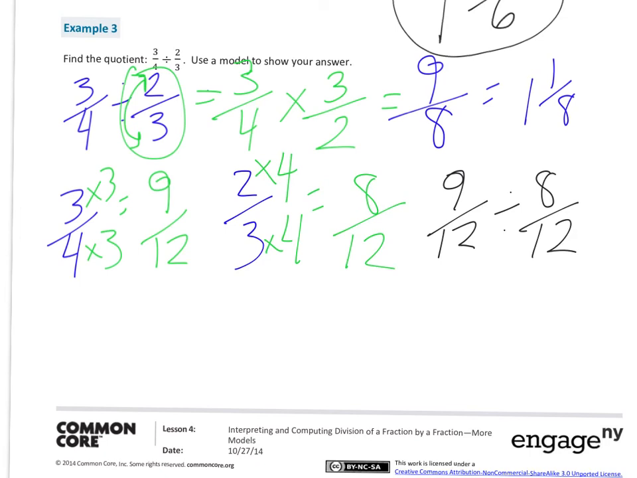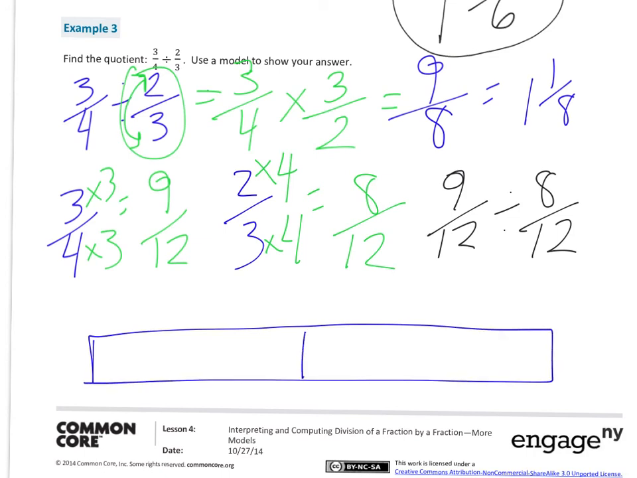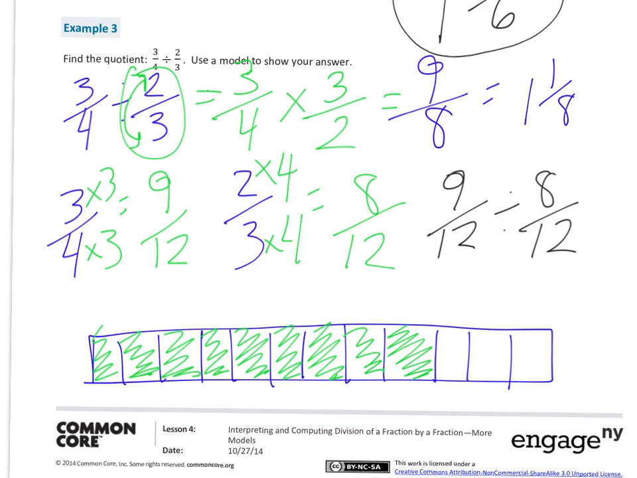Okay, let's draw our model in twelfths. And then I'm starting with 9/12. So I have 9/12. How many groups of 8/12 can I pull out of here? Well, just one. So there's one group. So there's one 8/12. So I have 1. And then what do I do with my leftovers? Well, I have 1, but I have 1/12 there. But I wanted 8.